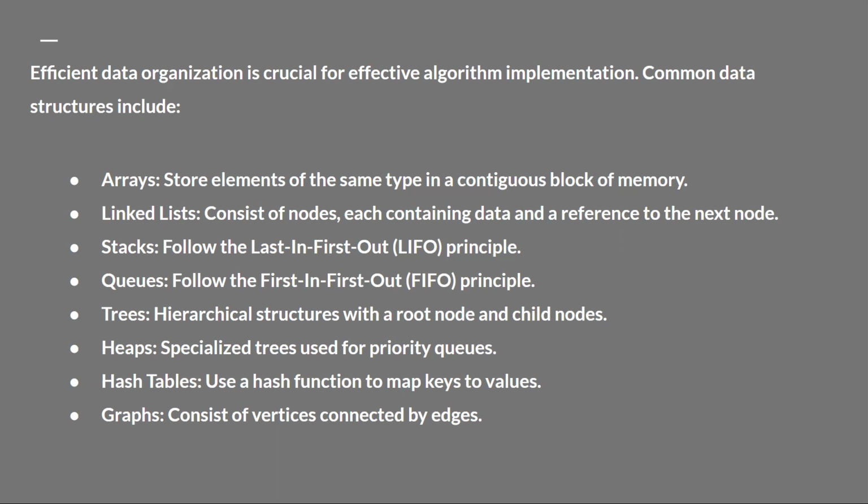Trees are hierarchical structures with a root node and child nodes. Heaps are specialized trees used for priority queues. The next one is hash tables. They use a hash function to map keys to values. And the last one is graphs. It consists of vertices connected by edges.